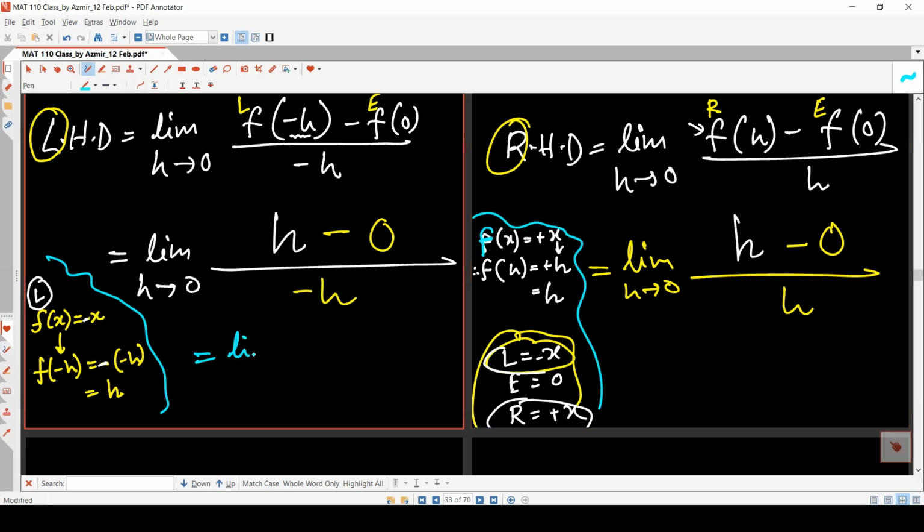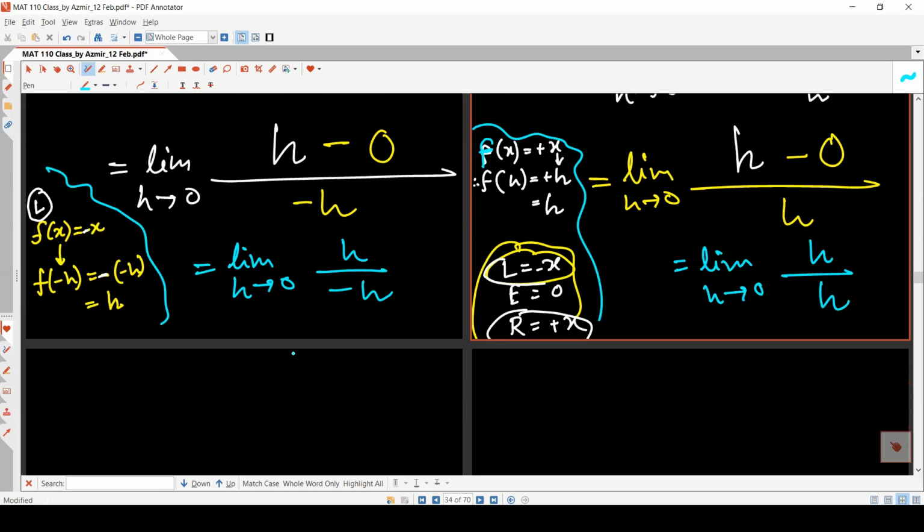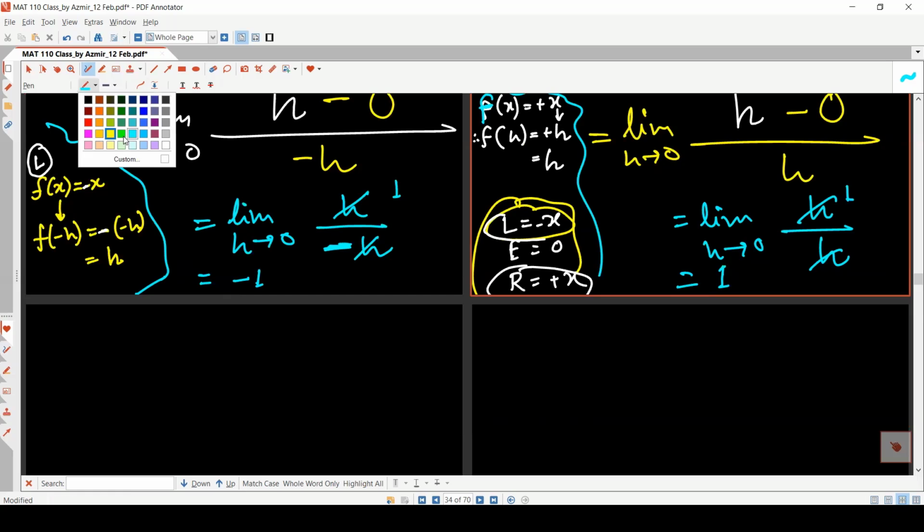Now limit h tends to 0, h divided by minus h. Limit h tends to 0, h divided by plus h. So we have h and h cancelled, that is 1. And here we have a minus sign, we have minus 1. So left hand derivative is minus 1. In right hand derivative, we have 1. Right hand derivative is plus 1.